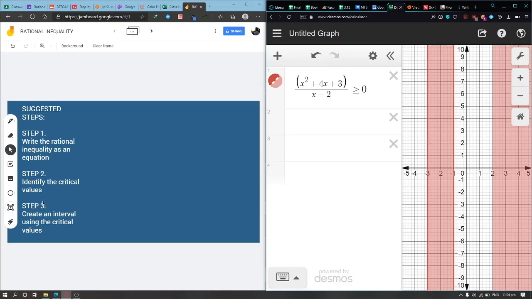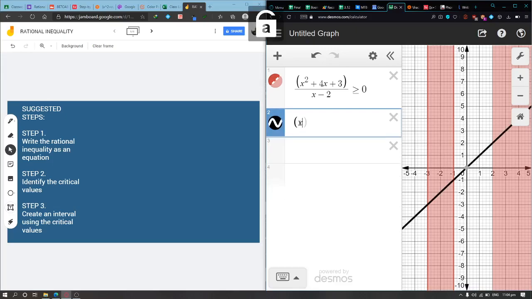First, write the rational inequality as an equation. Step 2, identify the critical values. And step 3, create an interval using the critical values. So let's try to apply those steps. Let us try to solve a simple equation.